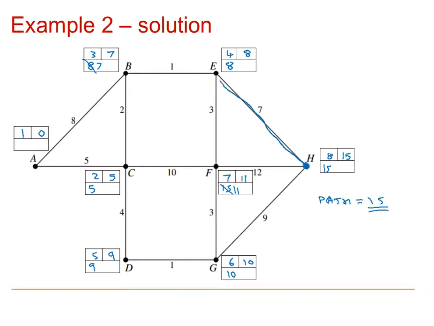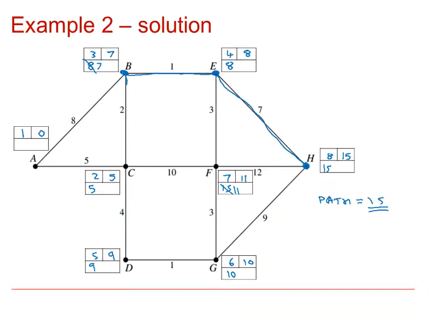take away 7 would give it the 8 at that point. So where did the 8 come from? That 8 came from 8. If I take away this 1, I can travel from B, which was 7. How did I get to B at 7?